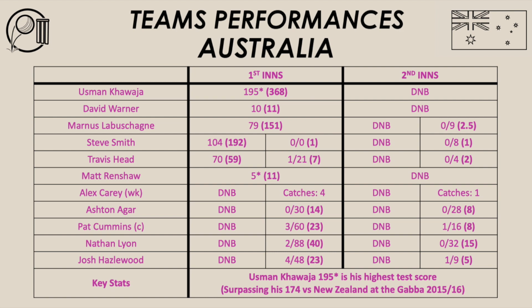The talk coming into the third test match was that the pitch was going to turn square, and both teams played 2 spinners. Australia played Lyon and Agar. South Africa played Maharaj and Harmer. But it didn't really turn as much, or it didn't really break up as much due to the weather.